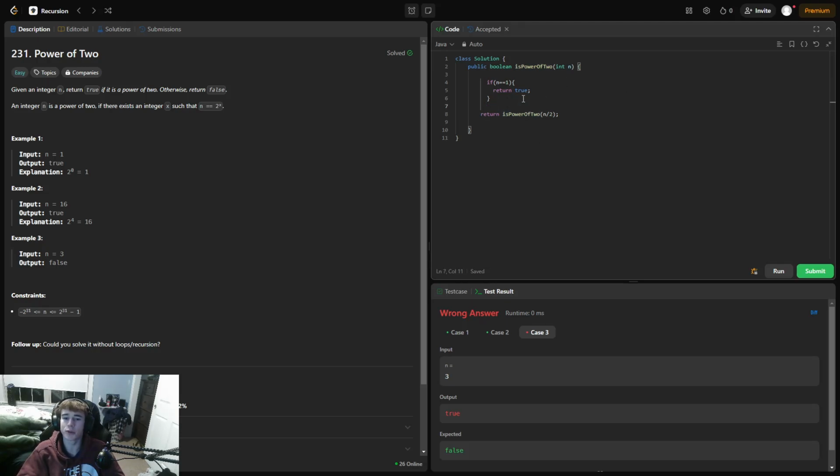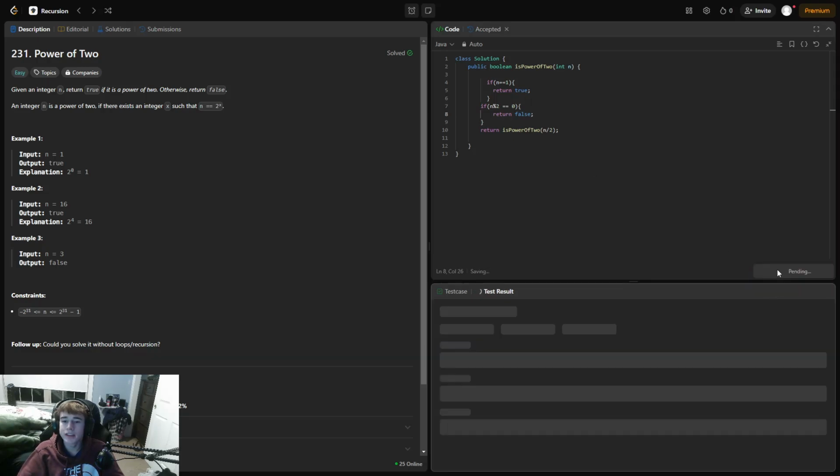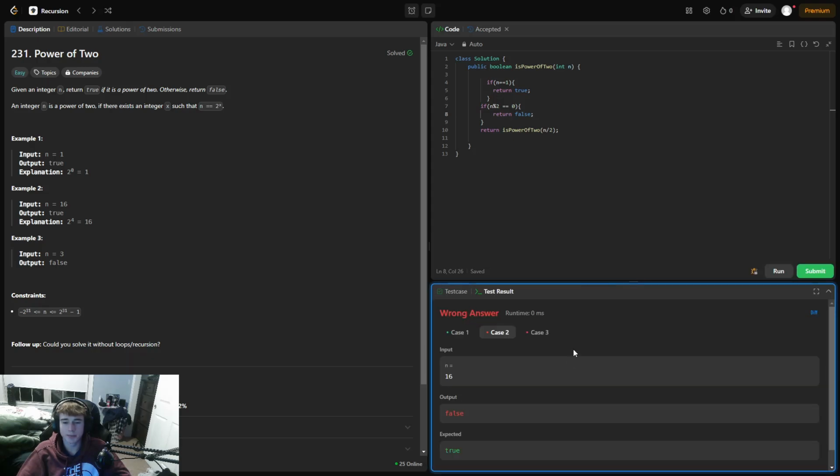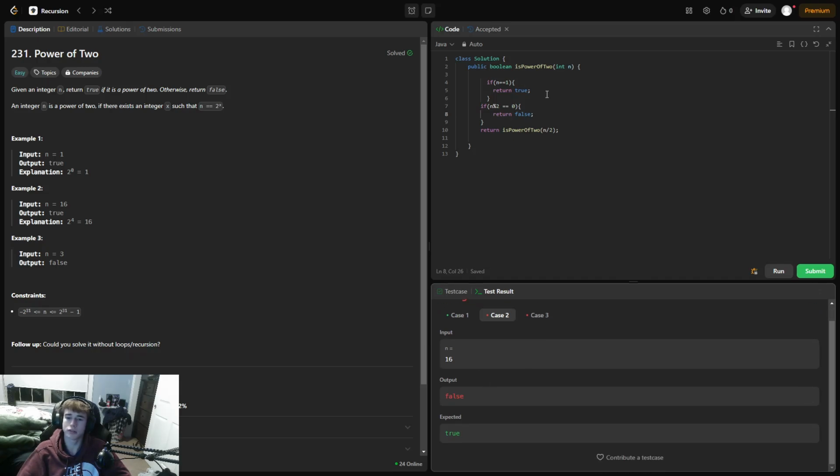Actually, no, we'll start with the, I guess, simpler approach, and that's if n mod 2 equals 0, return false. And then I think there is a 0 base case that this is actually going to fail. So, here, wait, what?